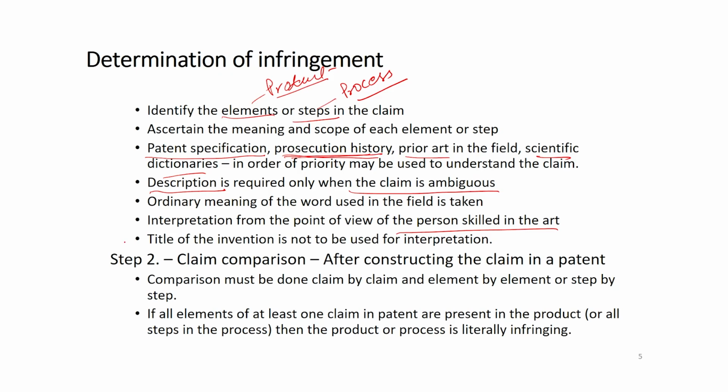And there is a caution: never rely on the title of the invention while trying to examine the scope of the claim. So, the first step is to understand plaintiff's claim, plaintiff's product, plaintiff's process. Once that is done, then comes the stage of claim comparison, the second step. How do we compare? Comparison is done between plaintiff's product and defendant's product, claim by claim, element by element, step by step.